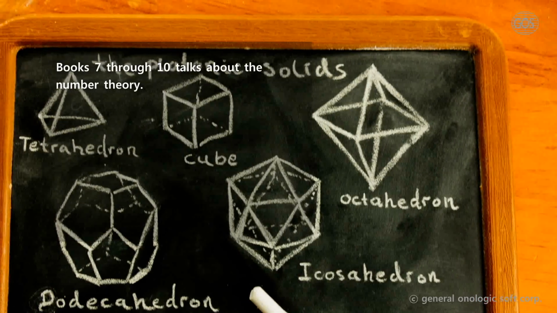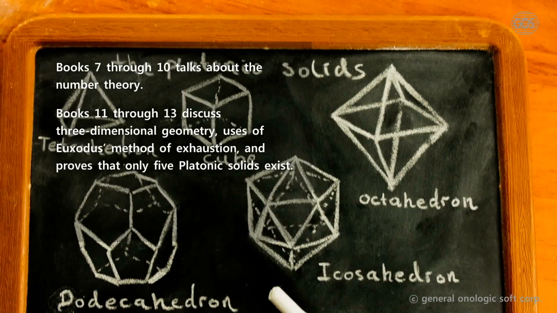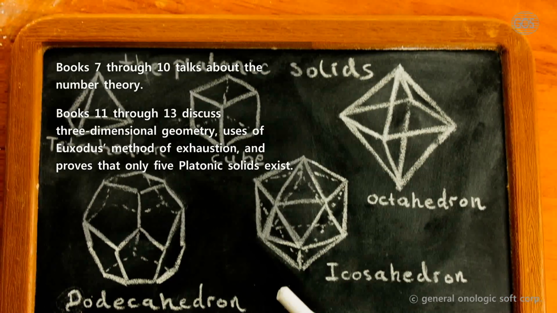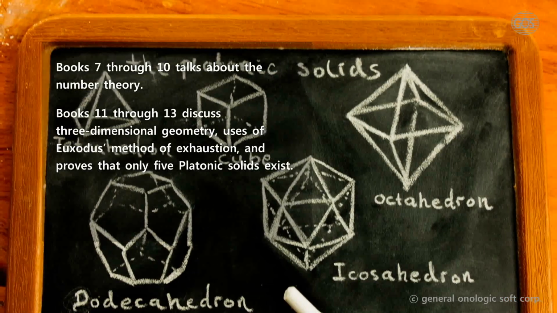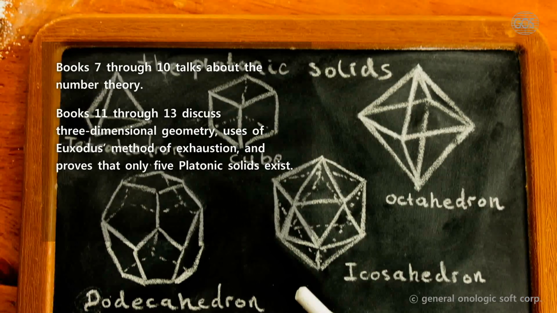Books 7 through 10 talk about number theory. Books 11 through 13 discuss three-dimensional geometry, uses of Euclid's method of exhaustion, and prove that only 5 Platonic solids exist.